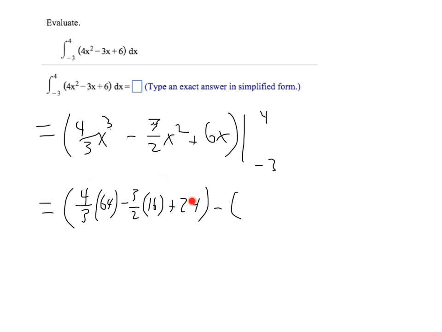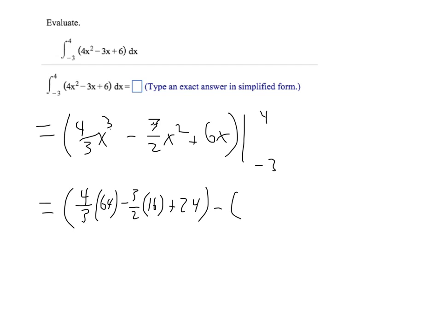And notice I'm not really simplifying this as I go, because I know I'm going to have something thirds here and something thirds here, something halves and something halves, and whole number and whole number. So in my mind it's easier to simplify those together than to try to simplify all of this first.